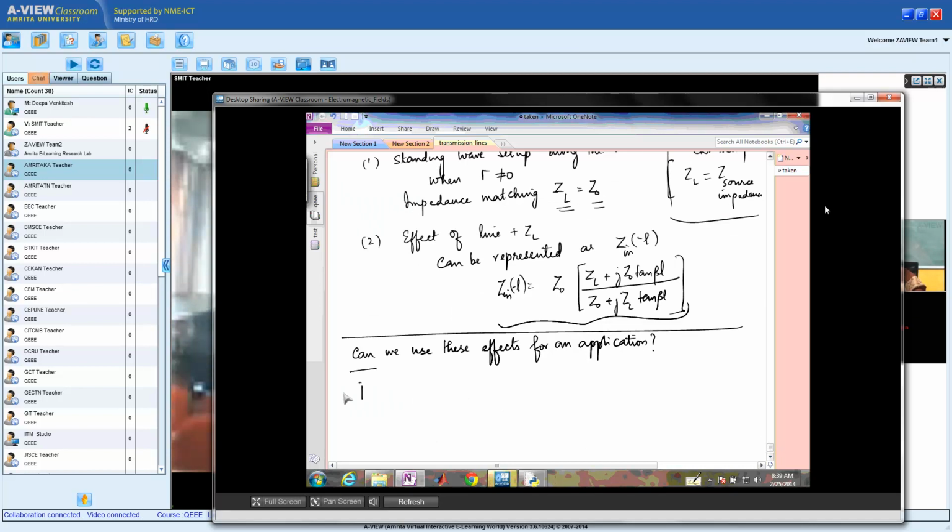This is one application I am talking about, used for the design of inductors and capacitors at high frequencies.